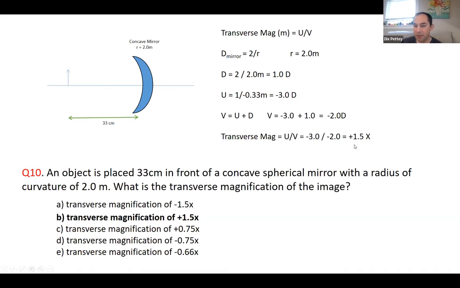Mm-hmm. And then the negative would mean it was inverted. Okay, cool, thank you. Yeah, no problem. So that was a tough one. Obviously, that's where the double points came from. So solid work on guessing that one correctly.